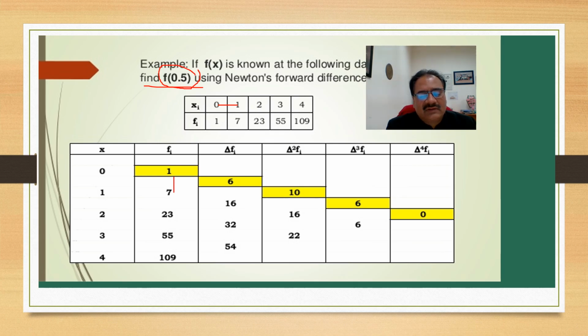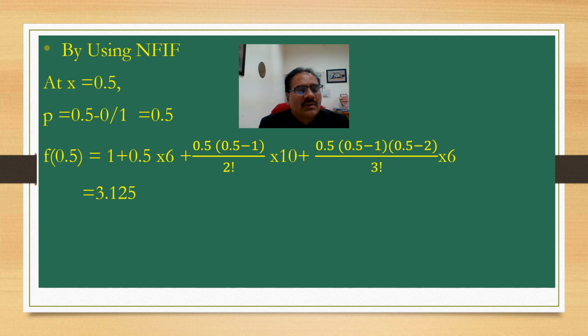Now the differences are 6, 16, 32, and 54. Then the next differences are 10, 16, and 22. Now here 6, 6, and then 0. It means now we'll apply the values. After putting the values in the Newton forward interpolation formula, if x is equal to 0.5, p is 0.5, you get f(0.5), that is 3.125. This is the result by using Newton forward interpolation formula for the missing data.